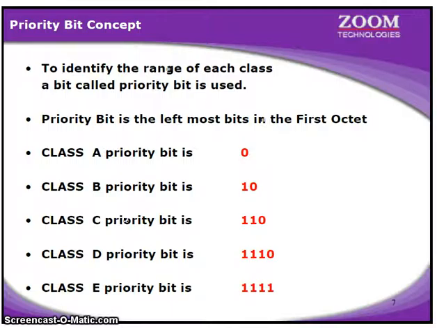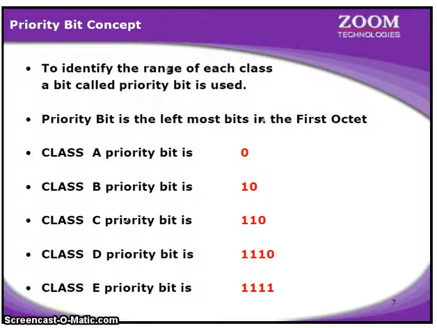Now we use a priority bit to identify the addresses from each class. The priority bit is the leftmost bit of the first octet in all the addresses. For class A, the priority bit is 0. For class B, the priority bits are 10. For class C, they are 110. For class D, the priority bits are 1110, and for class E, the priority bits are 1111.